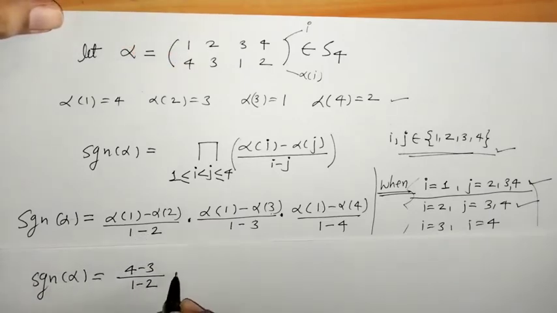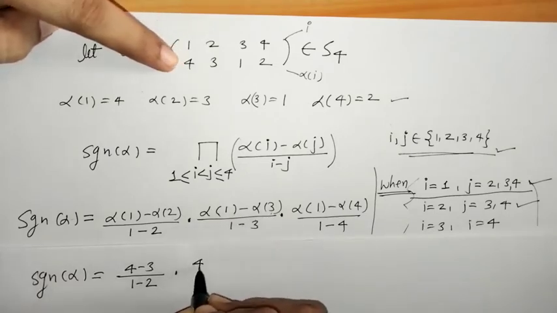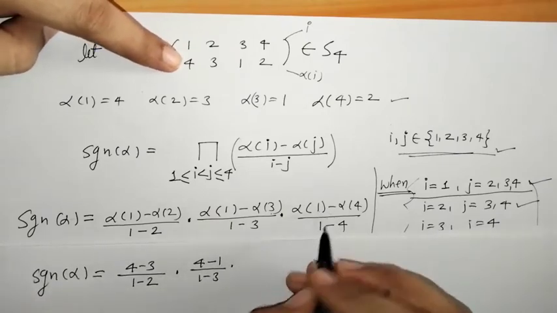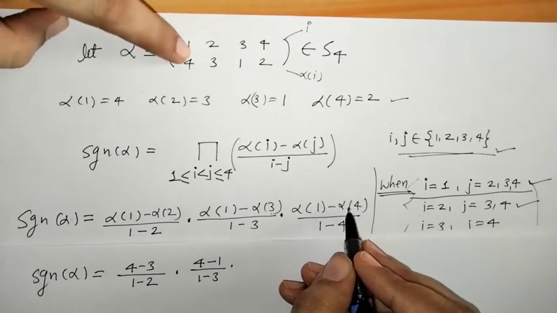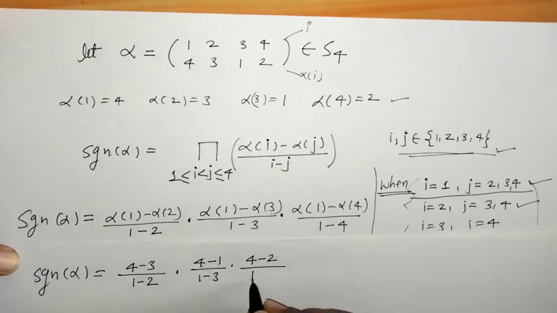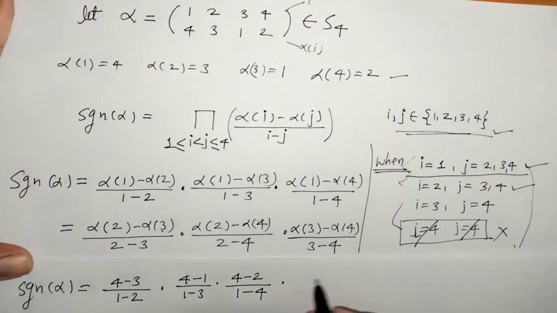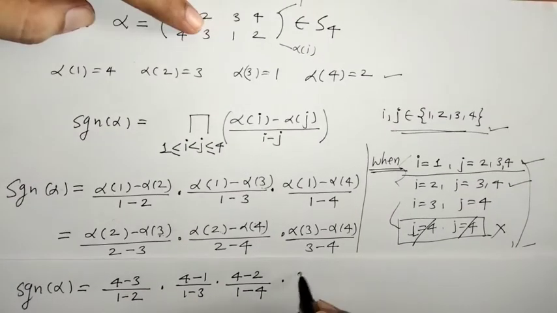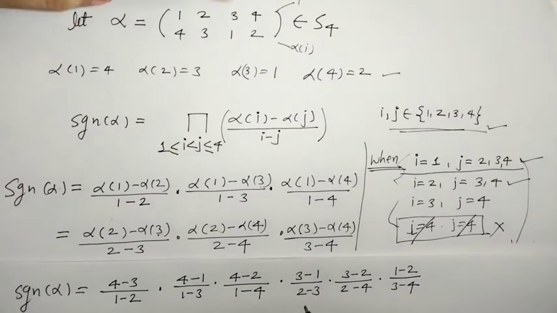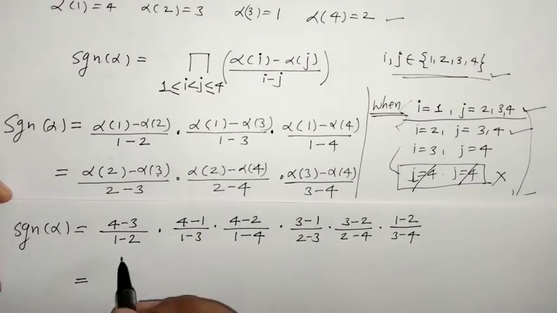This is as it is. Next, alpha of 1 minus alpha of 3, so this is 4 minus 1, and the denominator is 1 minus 3. Next, alpha of 1 minus alpha of 4, that means 4 minus 2, so here we have 4 minus 2, and the denominator is 1 minus 4. Same for the remaining values. So we have put all the values of alpha. Now we have to simplify.